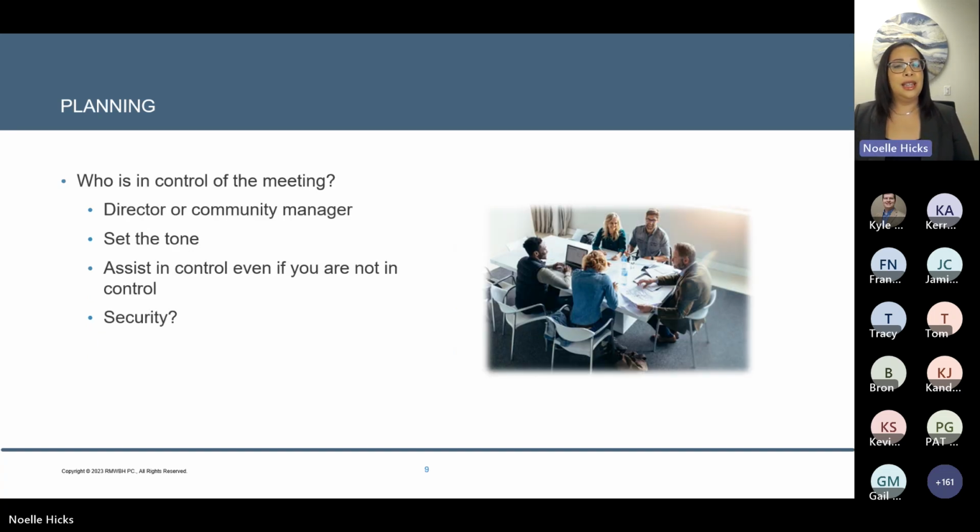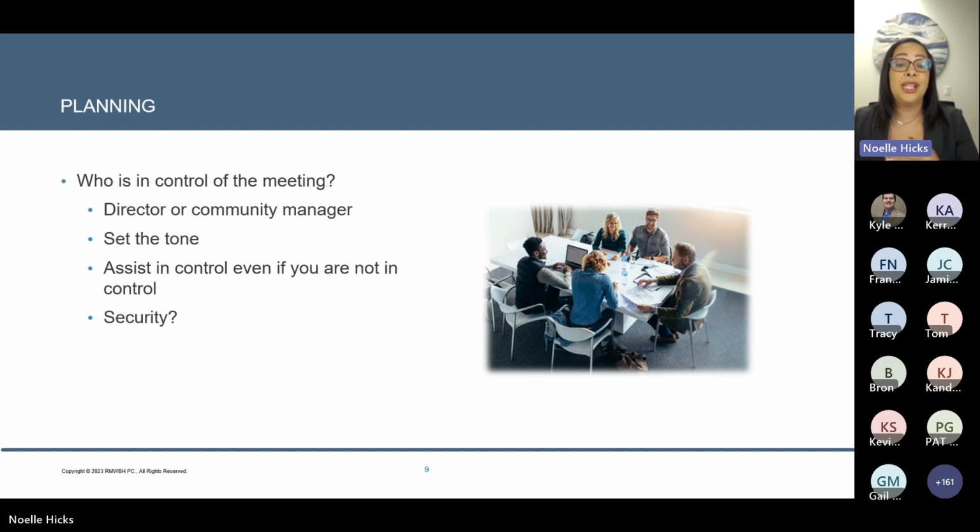Now, another thing to think about is who's going to be in control of the meeting. This is something that probably should be discussed before the meeting actually takes place. Whether one of the directors of the board is going to be in control of the meeting, or if the community manager is going to control the meeting. I have seen it done both ways, but it really depends on the community and what you think is best for the community that you serve.